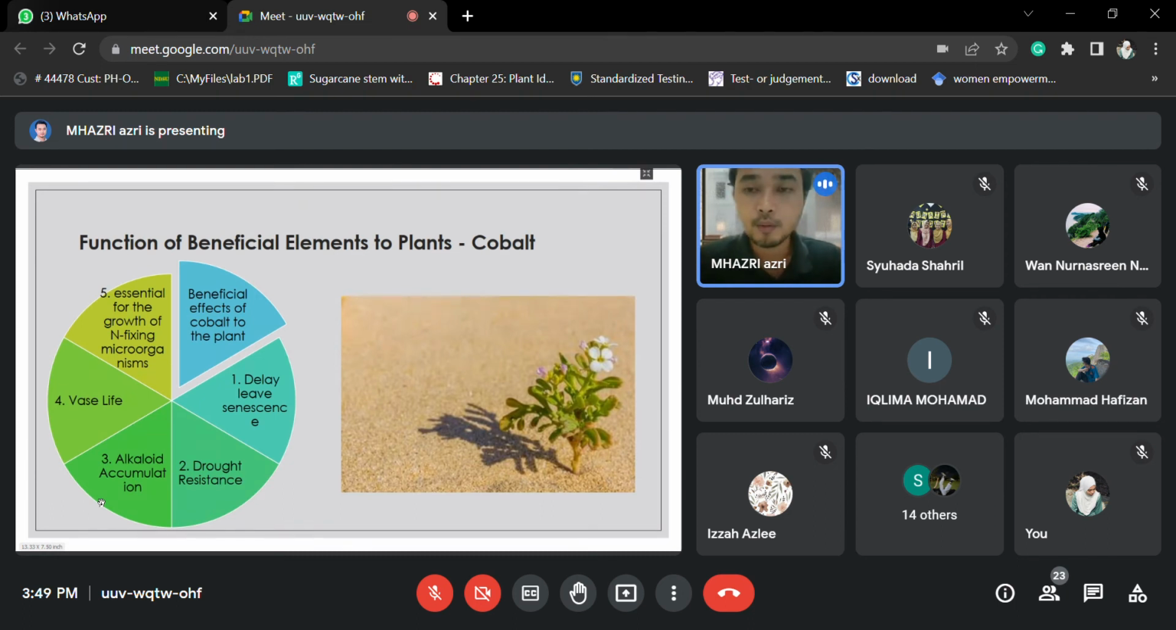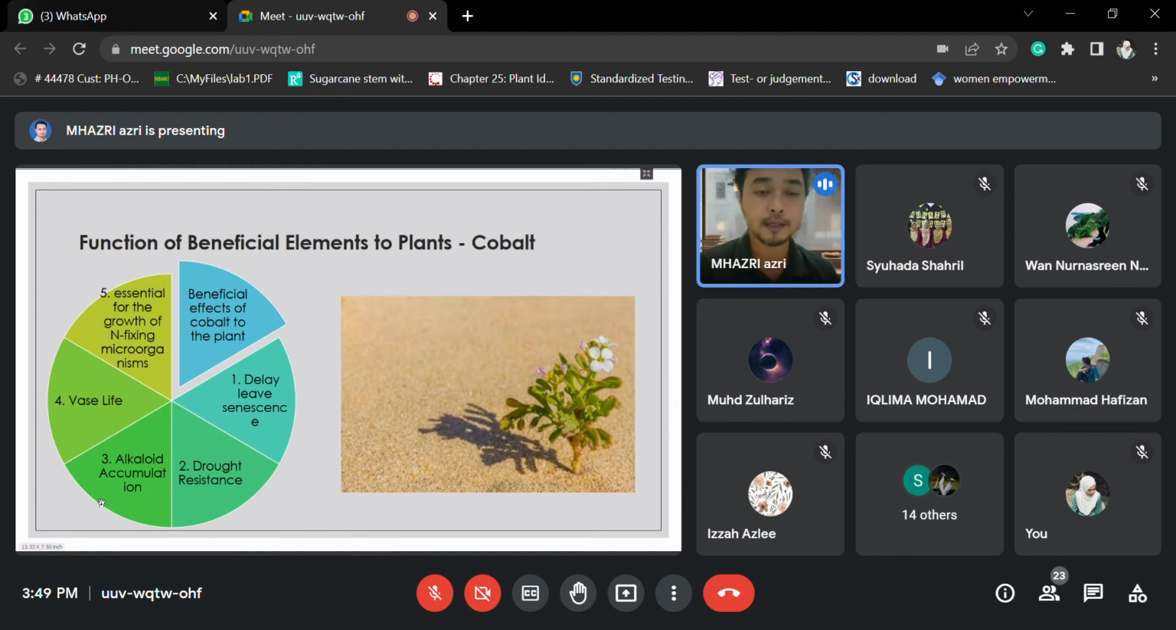Saya lupa include spesies plant apa yang perlukan cobalt ni. Saya nanti rujuk balik. Saya include dalam lecture notes saya. So in certain species of plant, we found that additions of cobalt will delay leaf senescence. Okay. Apart from that, cobalt will increase the plant drought resistance.